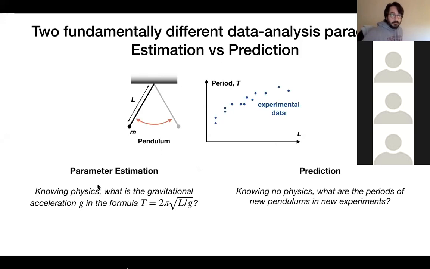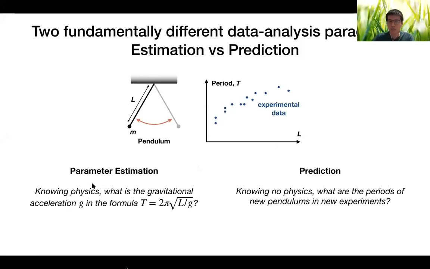So the estimation paradigm is about estimating a parameter in a model. In this case, you would know physics, and the question would be, what's the gravitational acceleration G in this formula here? This comes from physics, and we know that it should obey this formula. And now we have data, we want to determine what the parameter of the model should be.